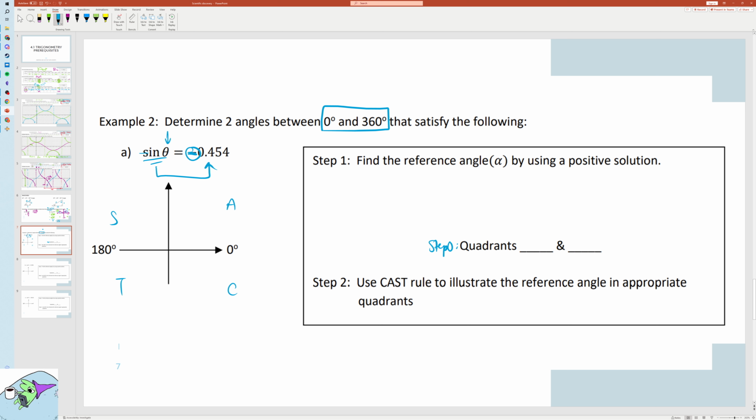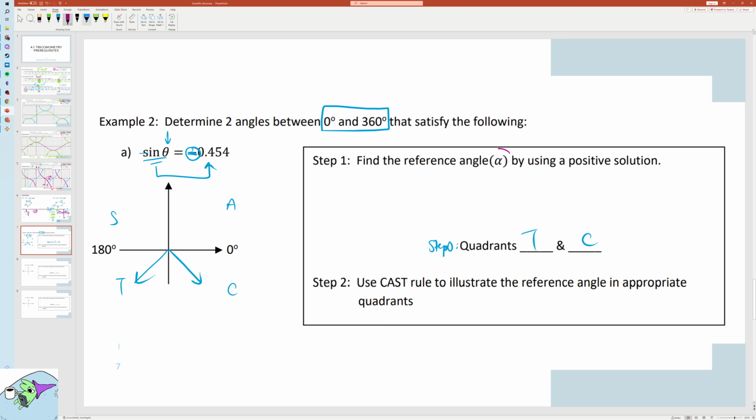Well, let's think about it. For sine to be positive, it would have to be in the all quadrant and the S quadrant. But we don't want that. We want sine to be negative. So let's take those away. So then the only two places it could be is T and C. Okay, but then now the question is like, well, how far into the T and how far into the C? Well, we don't know. That part we do need a calculator for.